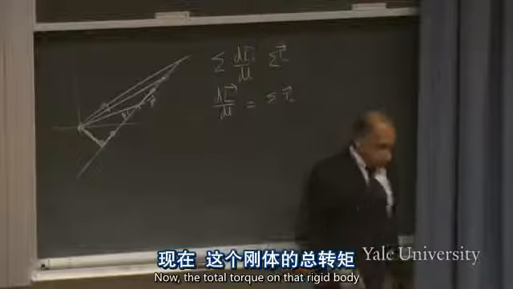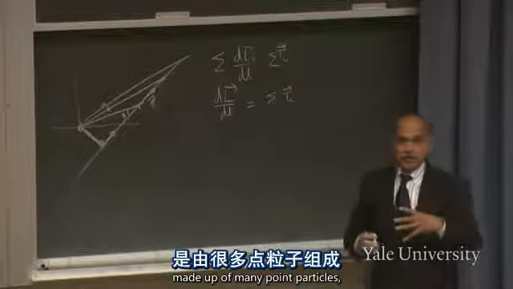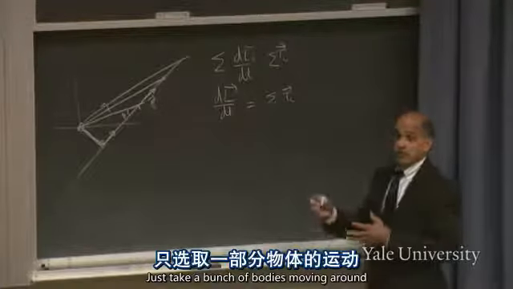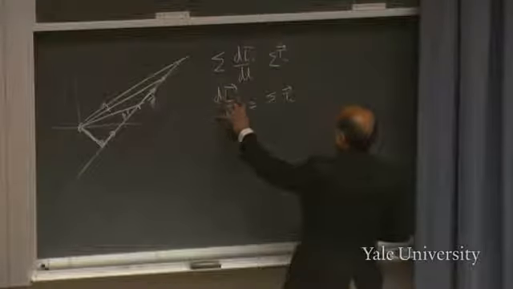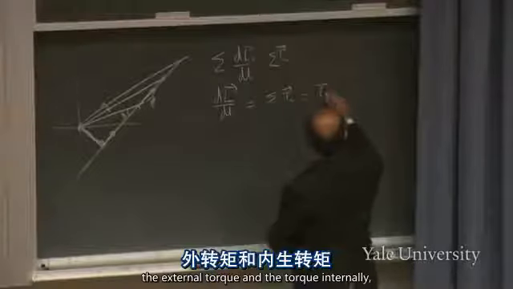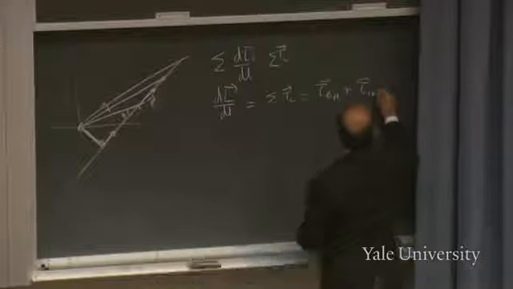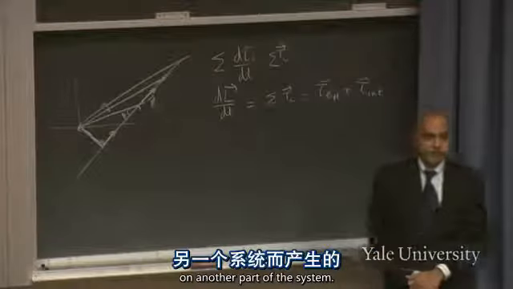Now the total torque on that rigid body made up of many point particles, even if it's not a rigid body, just take a bunch of bodies moving around and find the rate of change of total angular momentum. That's the sum of the total torques. You can divide the torque into the external torque and the torque internally due to the forces of one part of the system on another part of the system.